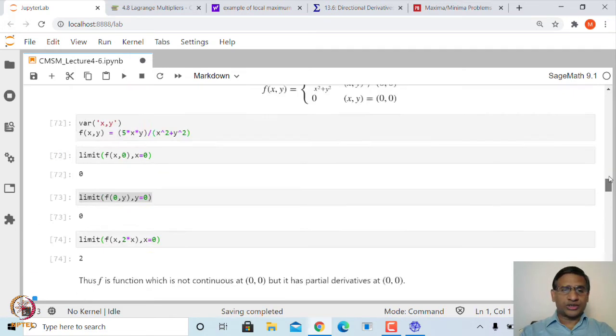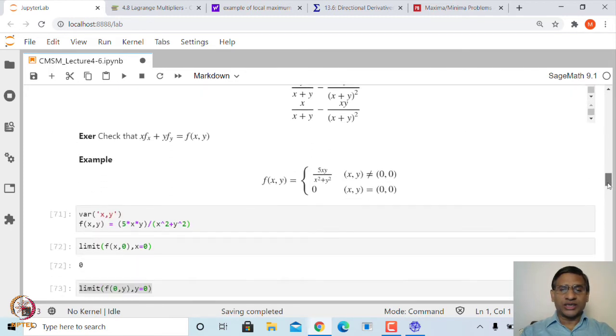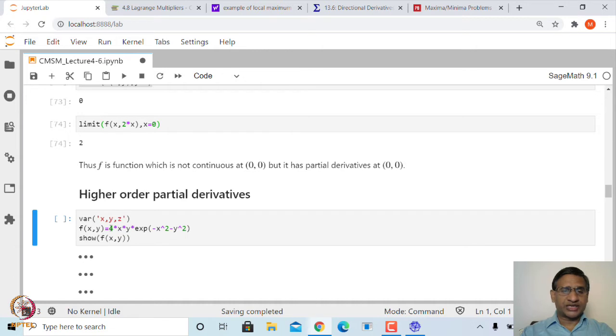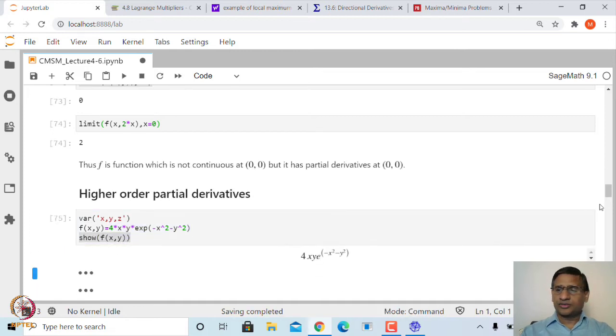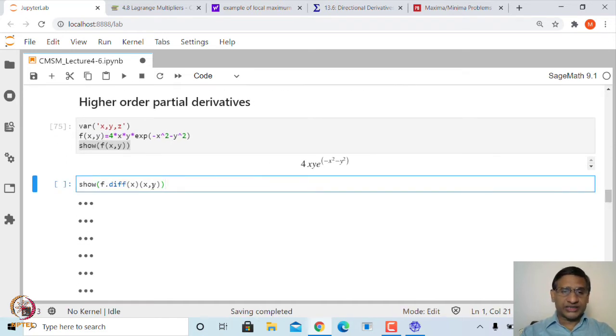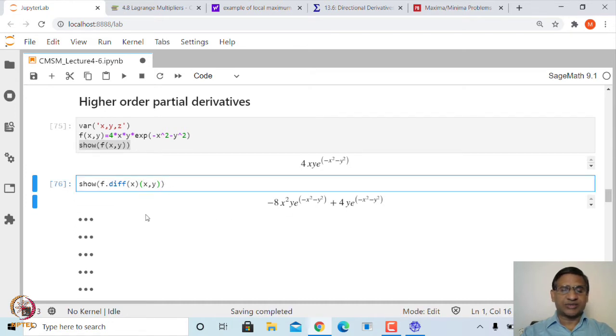Now, if you have noticed, the partial derivatives of a function with respect to x and y are actually functions of x, y. So you can again talk about partial derivatives of those, and they are called higher order partial derivatives. So for example, let us take again the same function f(x,y) = 4xy e to the power minus x squared minus y squared, and suppose we want to find the partial derivative of f with respect to x at a point (x,y), then we can use f.diff with respect to x at (x,y). So that's the partial derivative.